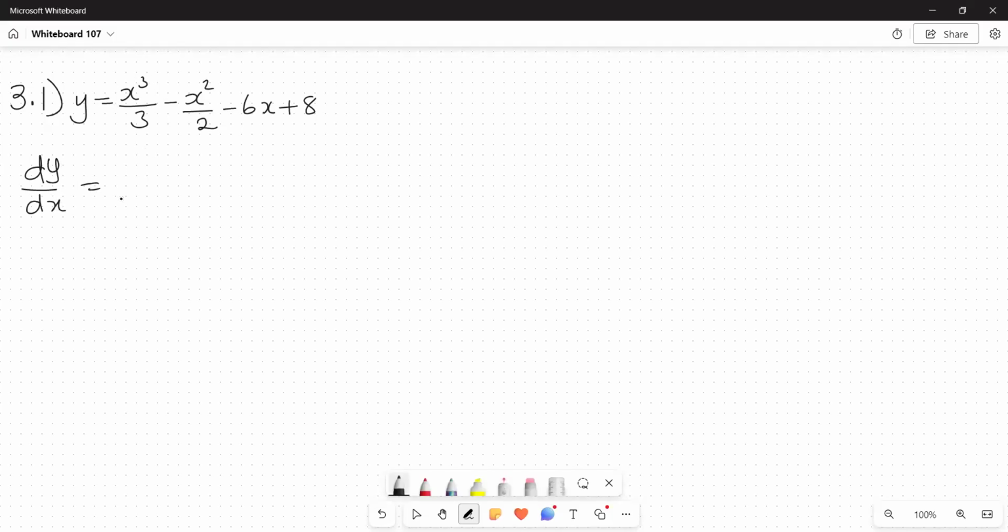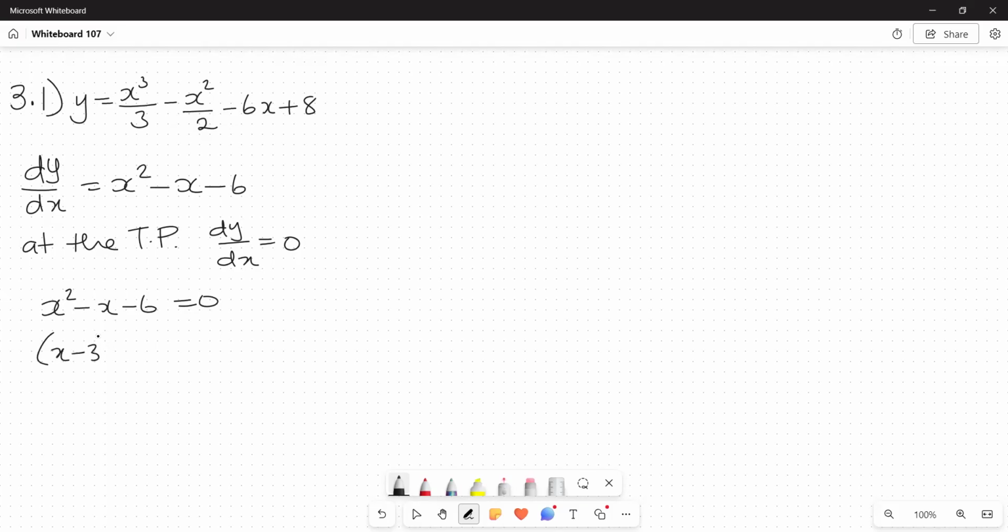So when we differentiate this, the 3 comes down, so we'll have x squared, and then here the 2 will come down, minus x, and then we have minus 6 plus the 0. So we know that at the turning points, dy/dx is equal to 0. So we have x squared minus x minus 6 is equal to 0. Then we factorize this. Look for two numbers. When we multiply them, the answer is negative 6. When we add them, the answer is negative 1. And that is x minus 3 and x plus 2.